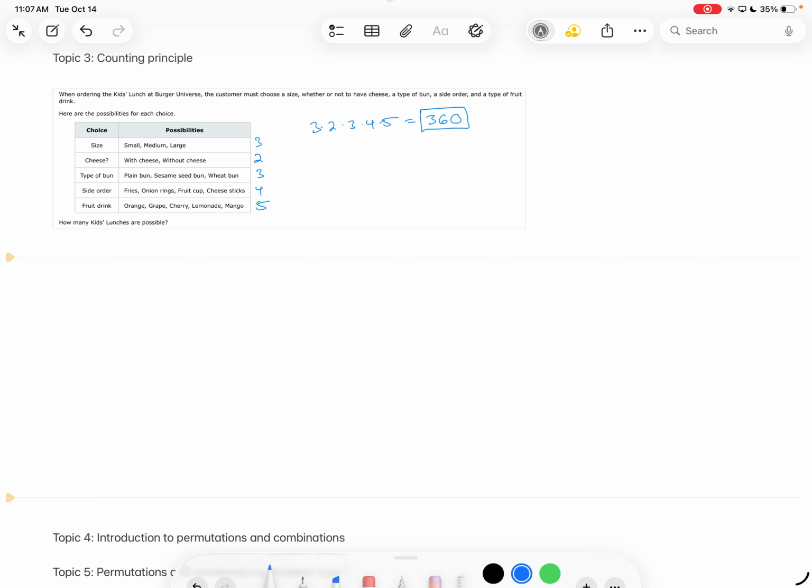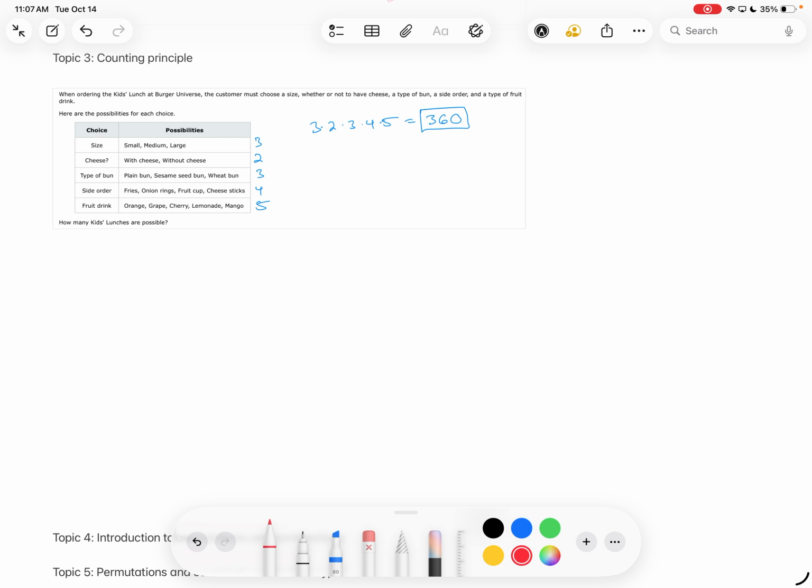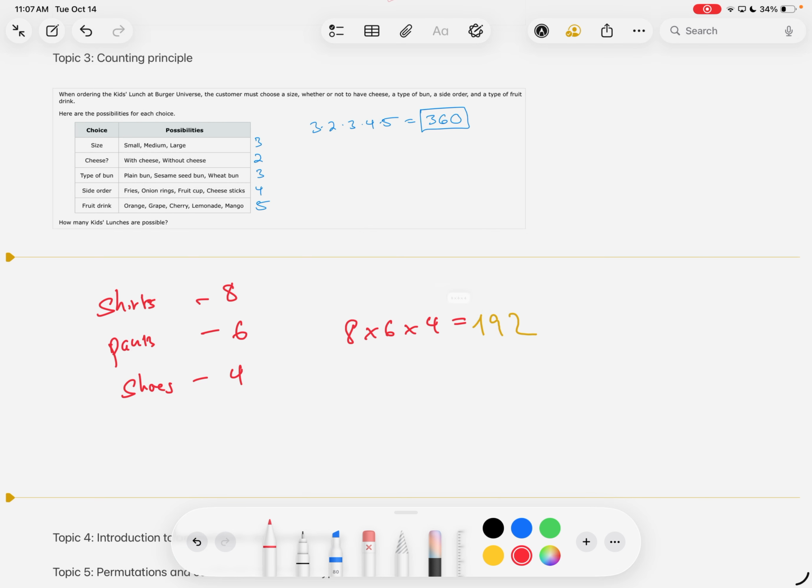The fun part here: if you think about your closet, let's say you have 8 shirts, 6 pants, and 4 pairs of shoes. If you do 8 times 6 times 4, what is that, 48 times 4? Solve it for me. 192, okay? So you could go 192 days and never wear the same outfit.